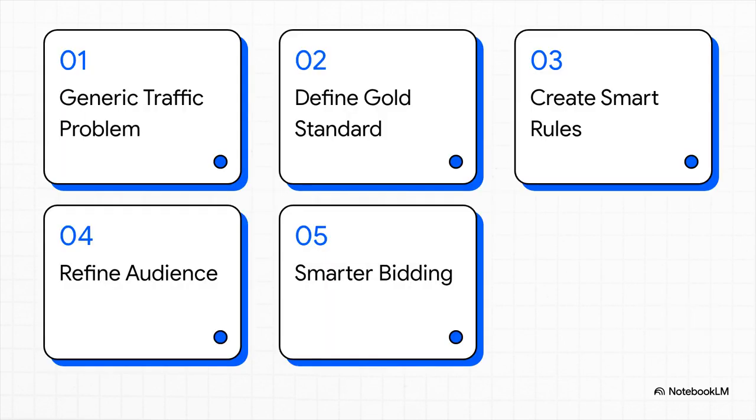Okay, so here's our game plan. We're going to look at why that generic traffic is such a problem. Then, we'll dive into how to define your gold standard leads, create some smart rules to find them, fine-tune your audience, and then put it all together into a much, much smarter bidding playbook.